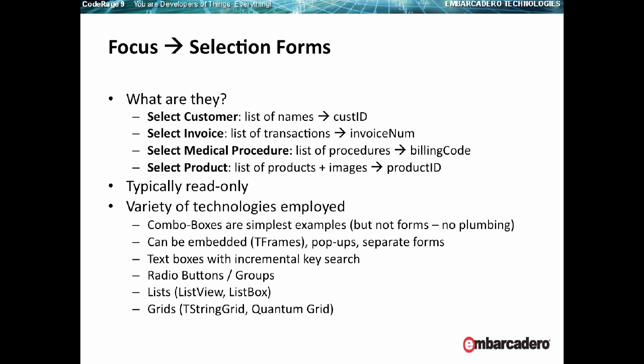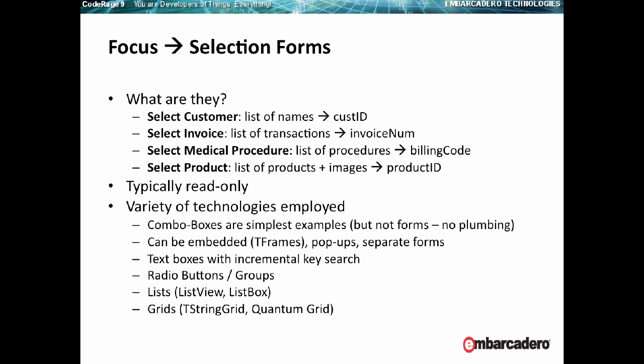So we're going to focus on selection forms here. What are they? So say select customer. You give it a list of names and you get back a customer ID. You give it a list of transactions, you want to select an invoice and you get back an invoice number. If you want to select a medical procedure, you give it a list of procedures and you get back a billing code. If you want to select a product, give it a list of products and images maybe, and you get back a product ID. They're typically read-only. You don't edit selection forms.